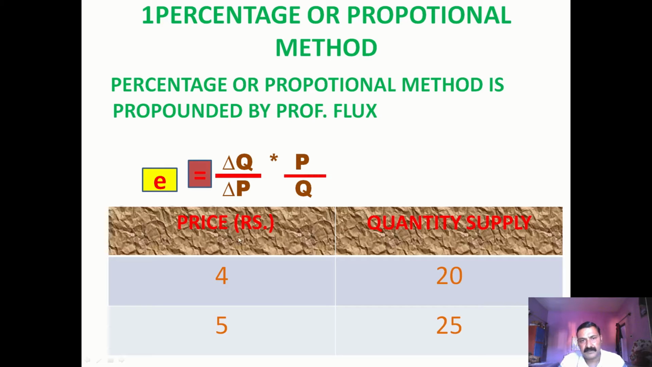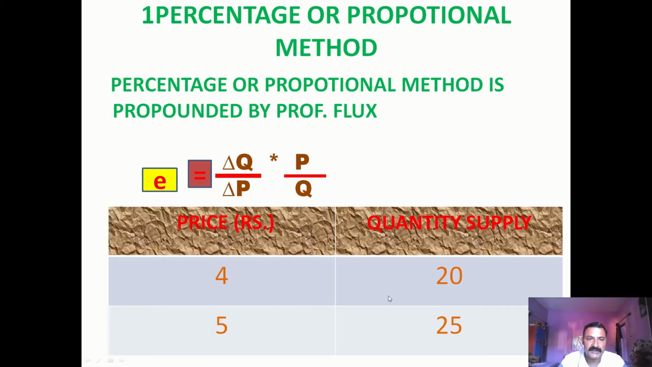And here I have a question. There is a question given in a schedule. The prices given are 4 and 5. As we know the law of supply, at price 4 the quantity supplied must be lesser, it is 20, and when the price increases, the supply must be more than before. So 4 is P0 and 5 is P1.